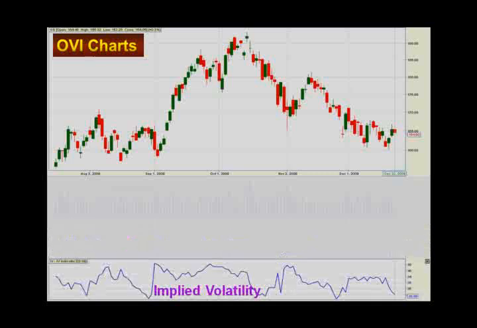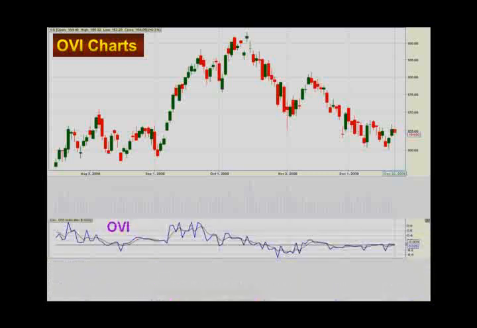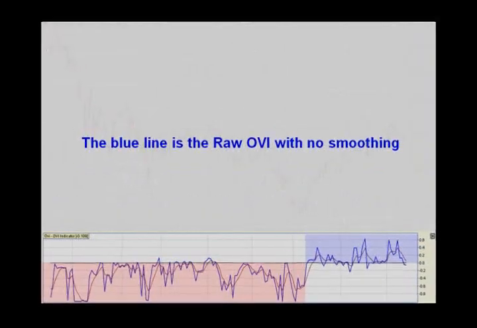Underneath the OVI, we have something called implied volatility. We're not using that expressly to do our style of trading, but implied volatility is a reflection of how cheap or how expensive options are being traded in the market for a particular stock, and we've got a line that depicts that. But more about that another time. For now, what we want to concentrate on is the OVI. So let's look at it in more detail.